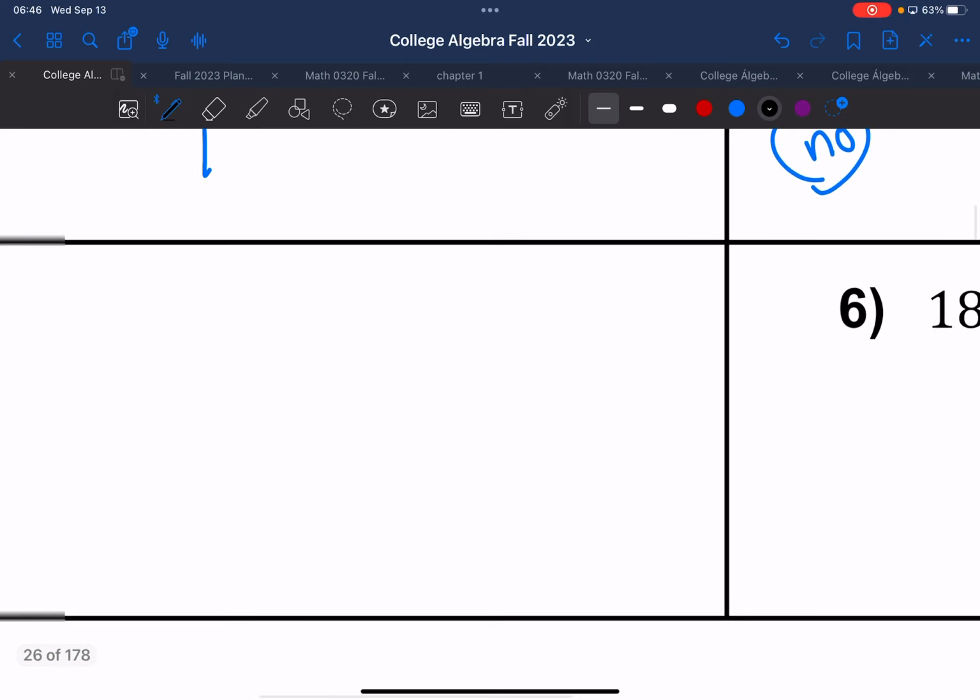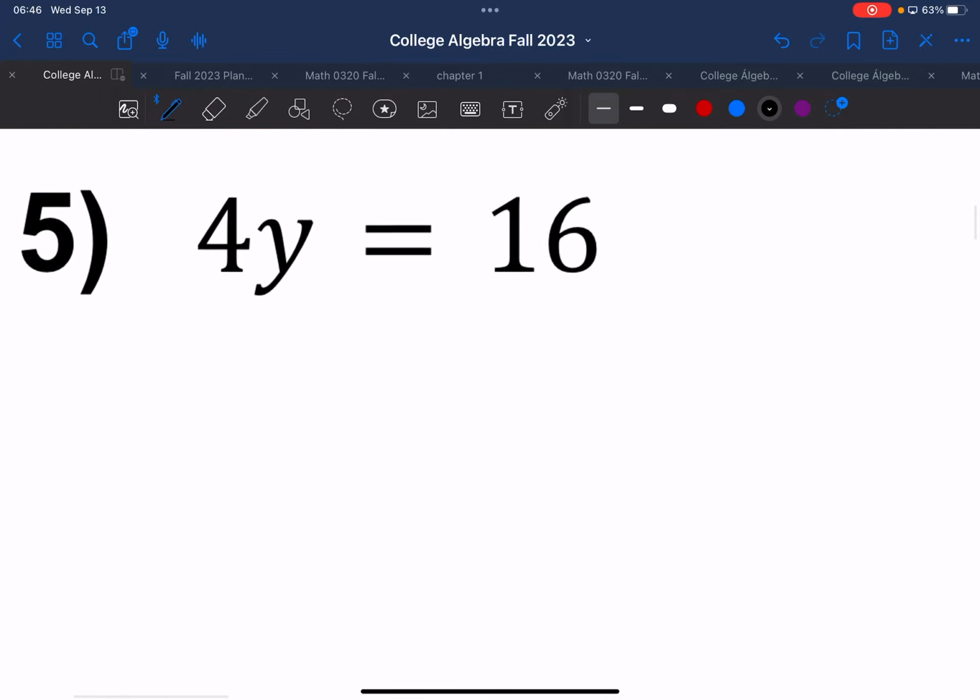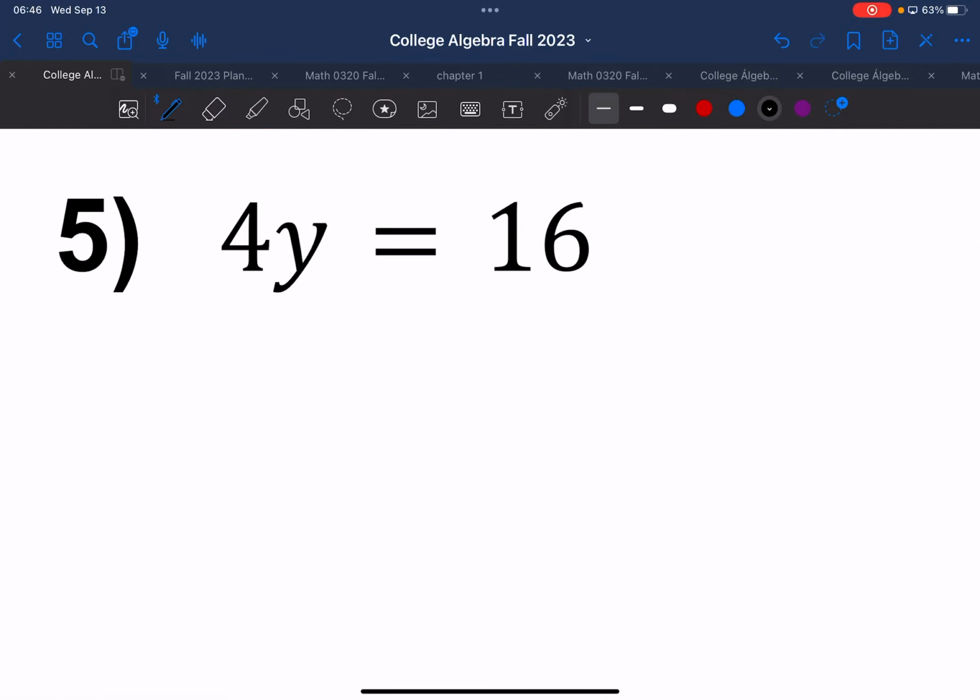Okay, looking at number 5. Is this in standard form, yes or no? It is in standard form because our x coefficient is 0. Remember, this looks like number 2. On number 2, we had just an x. Now we have just a y. So there are ax plus by equals c.